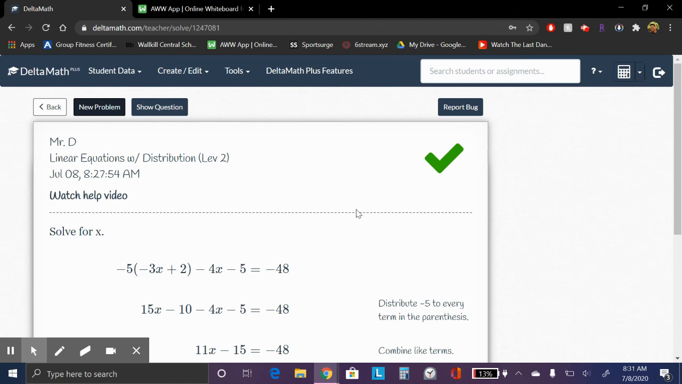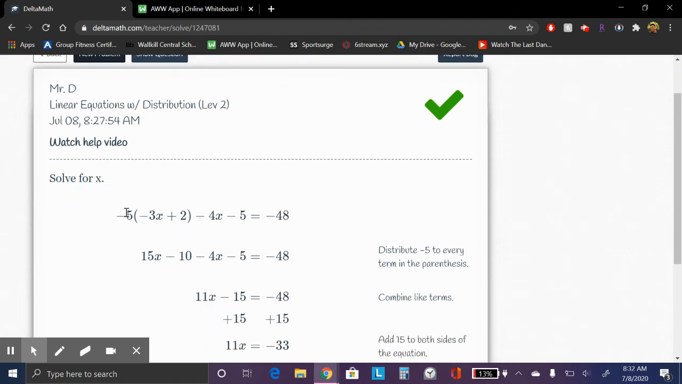All right, so again, with this process, make sure that you distribute the negative 5, whatever the number is out in front, to both terms inside the parentheses, then combine like terms, and then it becomes a two-step equation, which we're used to solving.